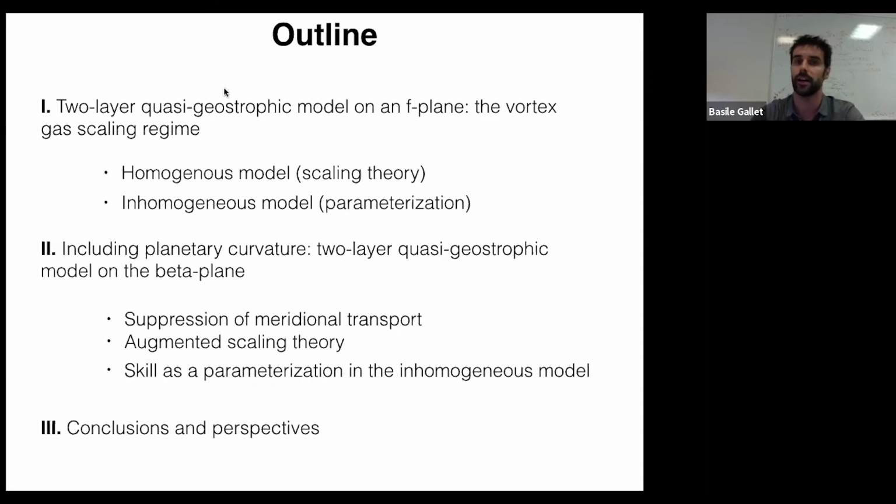So that's a nice fundamental fluid dynamics problem, but it's lacking important ingredients of planetary dynamics, especially a planetary curvature, which I will include in the second part of the talk through the beta plane approximation. I will show you what that is. And I will augment the scaling theory to include that effect and show you its skill as a parameterization again. And finally, a few conclusions and perspectives on what we need to do if we want to have a fully efficient parameterization for a true climate model.